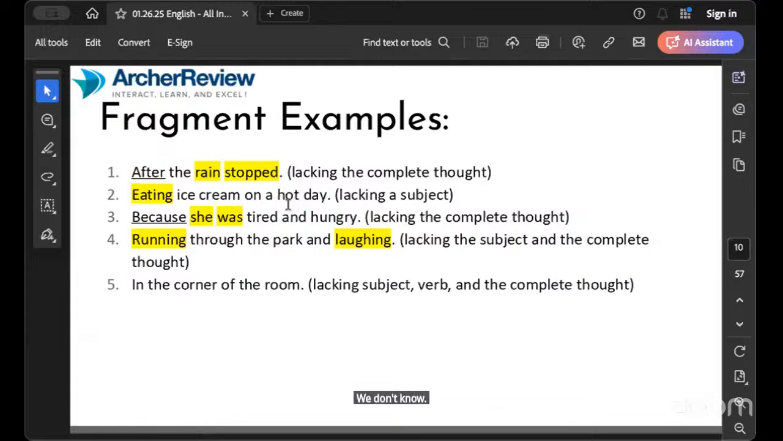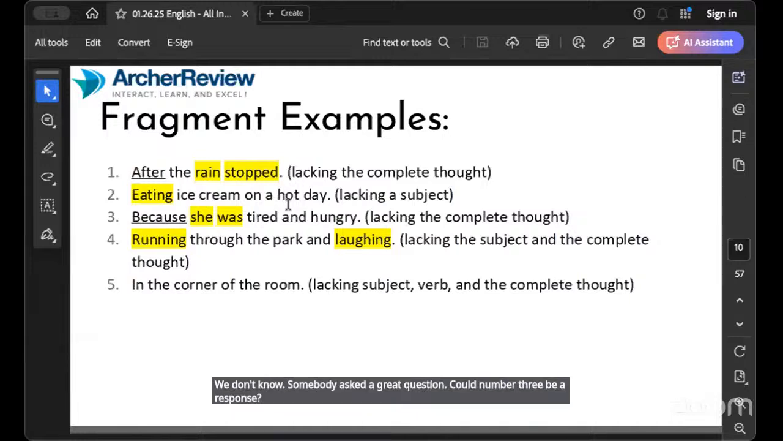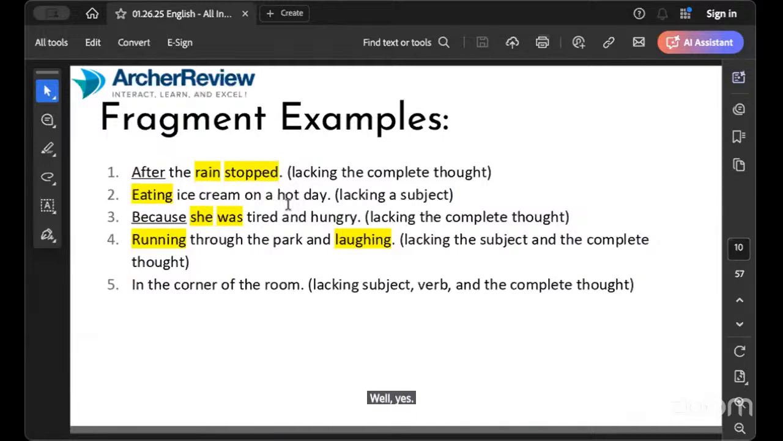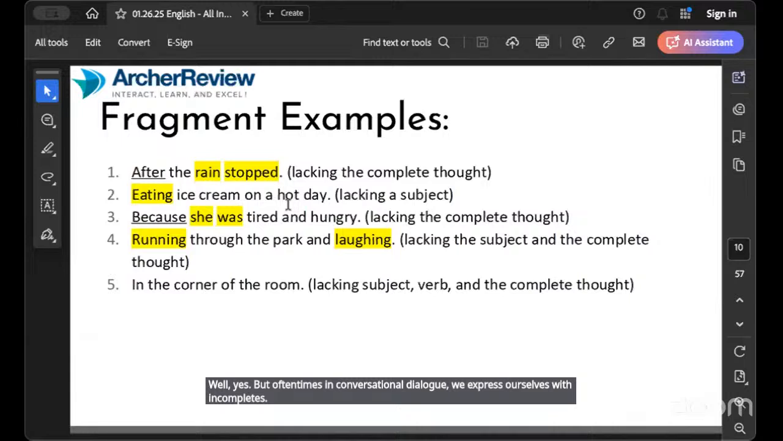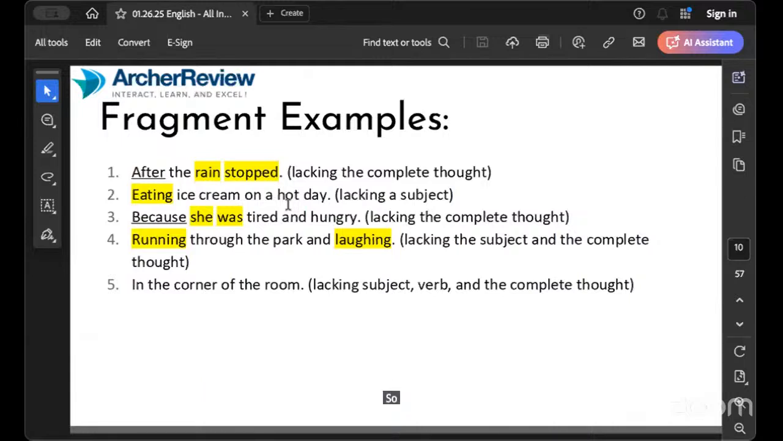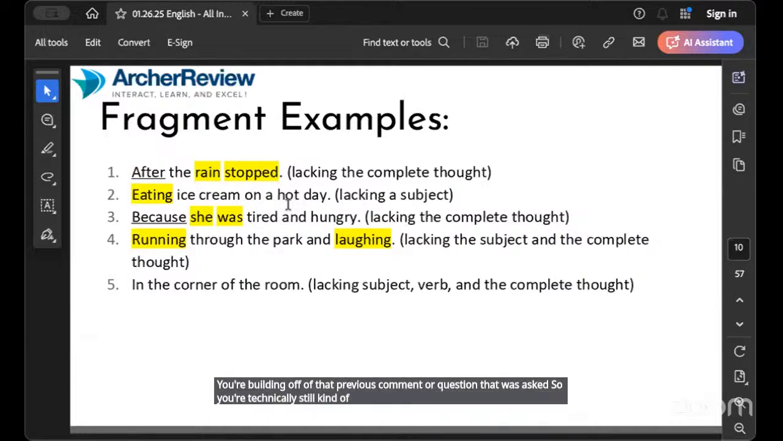Somebody asked a great question. Could number 3 be a response? Well, yes. But oftentimes in conversational dialogue, we express ourselves with incompletes. So when you go to answer or when you go to say, so do you want me to get it? You're building off of that previous comment or question that was asked. So you're technically still kind of tagging on to what was previously said.